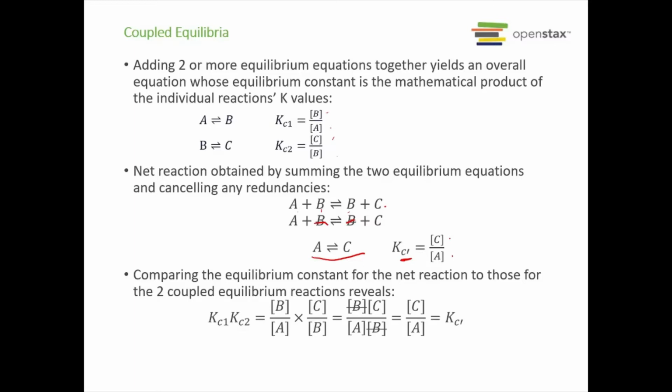So when we do this, if we take B over A and multiply it times C over B, so we multiply Kc1 times Kc2. Okay, and we know that Kc1 is equal to B over A, Kc2 is C over B. We see that the B's cancel out, and we get C over A, Kc prime. So this shows us that Kc prime is equal to Kc1 times Kc2.